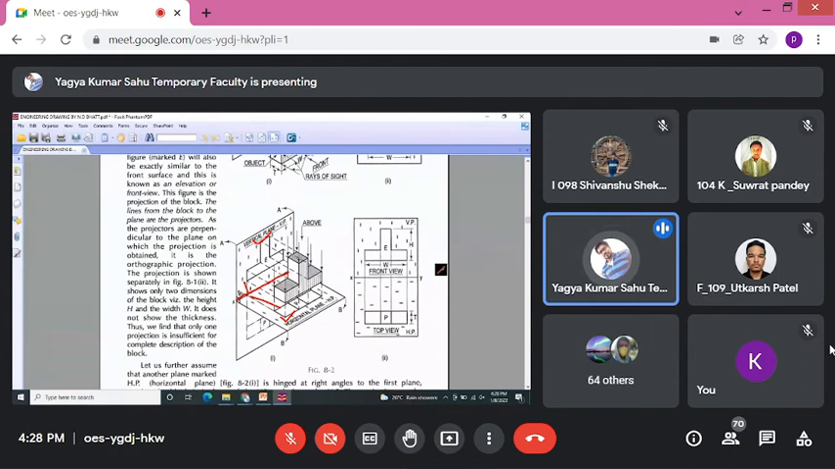The projector line must be perpendicular to the XY line. You can see clearly in figure number 8.2 that the projector lines are perpendicular to XY, and you can see in this figure also that the projector lines are always perpendicular to the plane, so they will be perpendicular to XY also. Are you getting this one or not? Why are we rotating the horizontal plane 90 degrees clockwise?